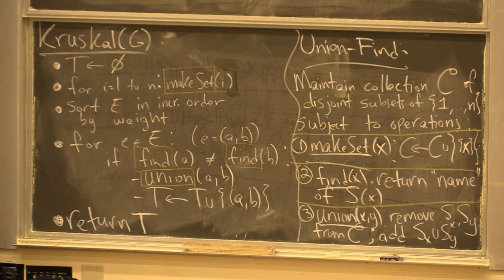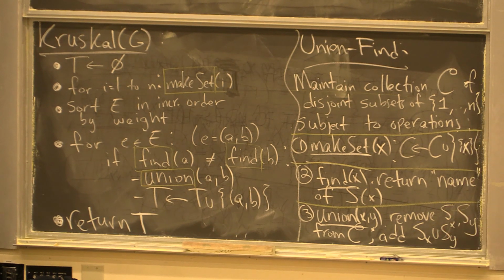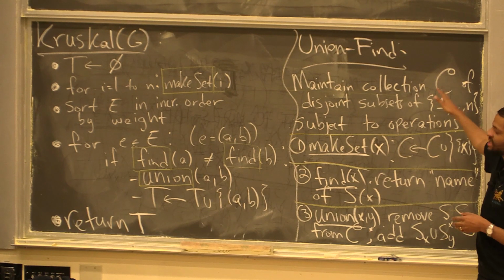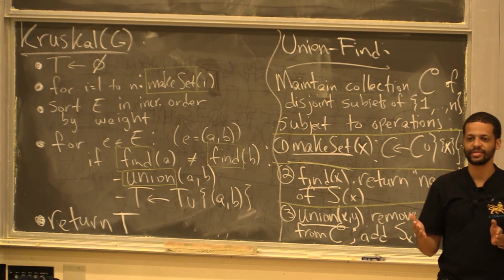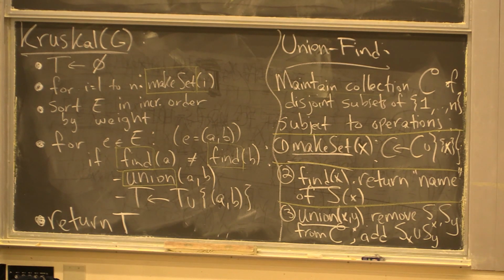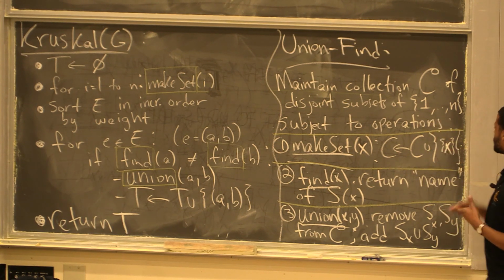I'll call this problem the union find problem. What is the union find problem? You would like to maintain a collection C of disjoint subsets of 1 to n. So C is a set of sets. And the following three operations are allowed. You can make set on x, where x is something between 1 and n, and what that does is it adds a singleton set to C, the set that only contains x.